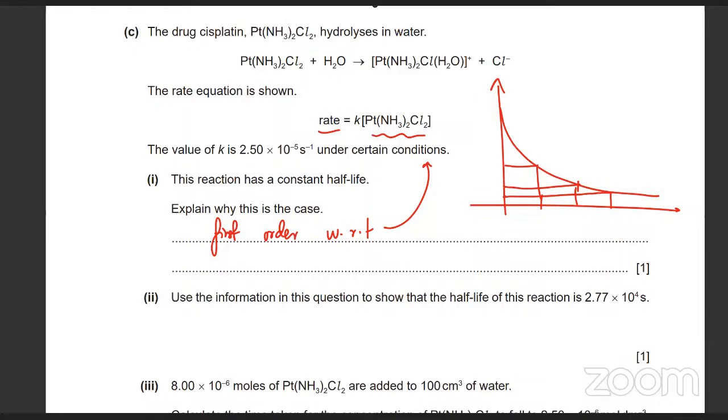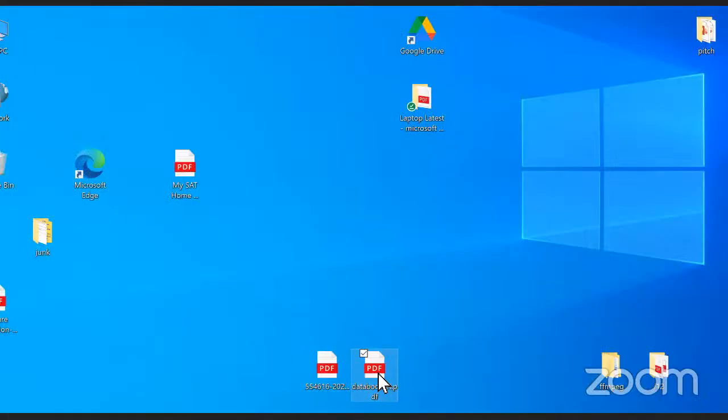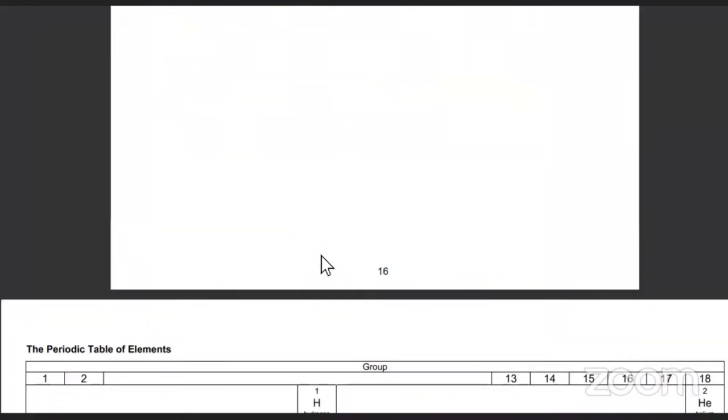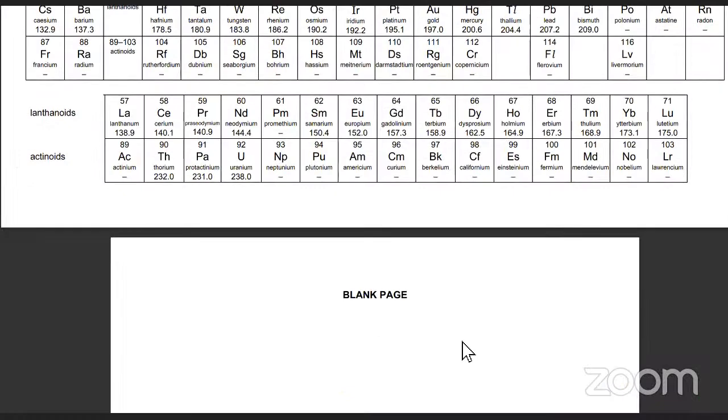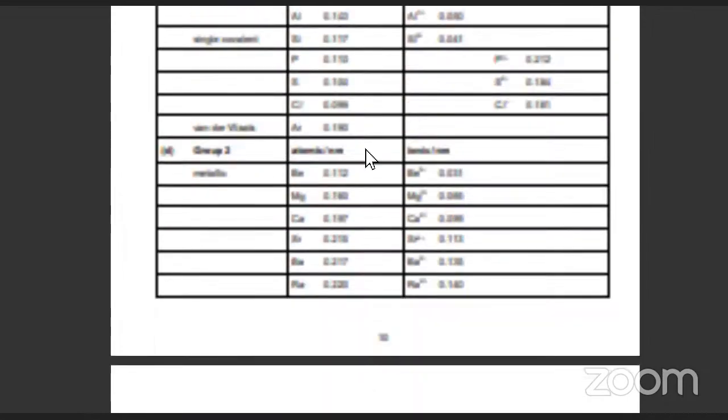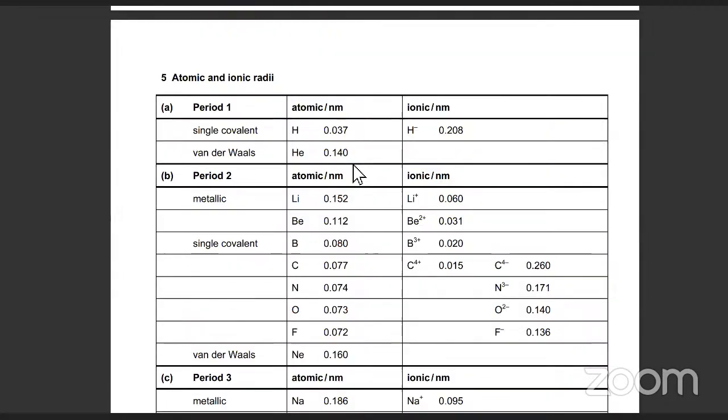Remember, there's this formula, but I forgot the constant. Let me just show you. K is 0.693 divided by t half. I just want to figure out the constant, 0.693. One second, let me double check this. Sorry, this is the data booklet.